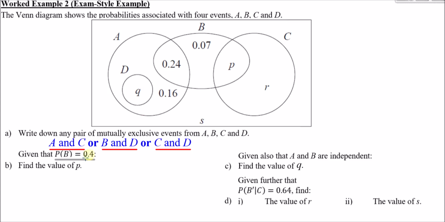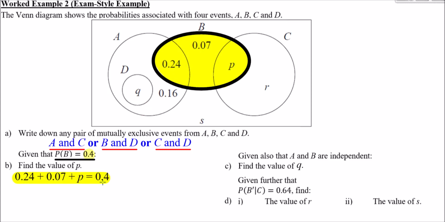So let's just think about this for a second. The probability of event B is 0.4. That means all of the values within this ellipse representing B must add up to 0.4. All of these here, 0.24 plus 0.07 plus P, must add up therefore to 0.4. So 0.24 plus 0.07, we can simplify this. That just gives us 0.31.